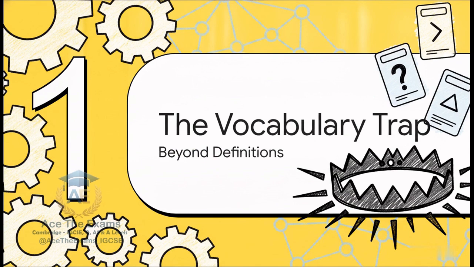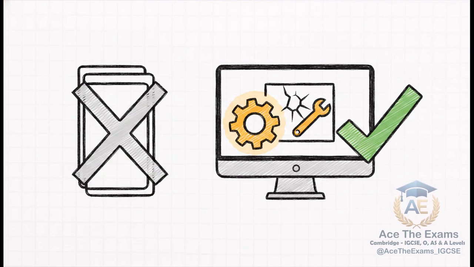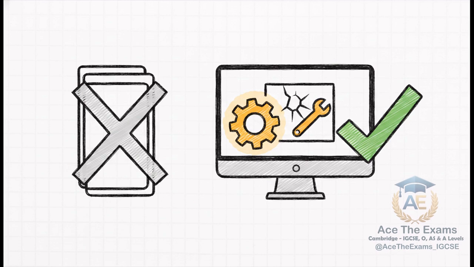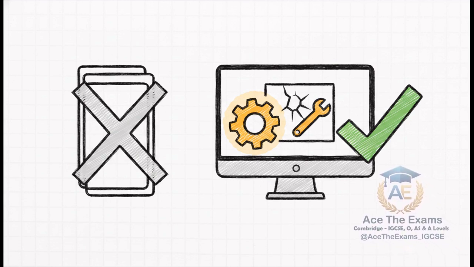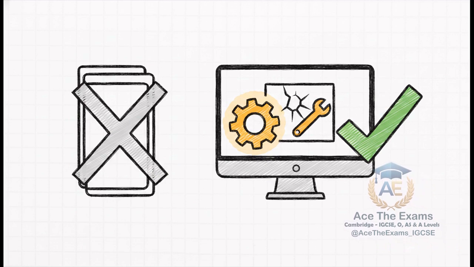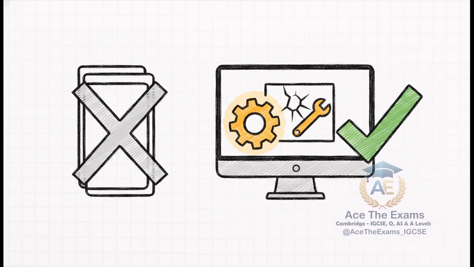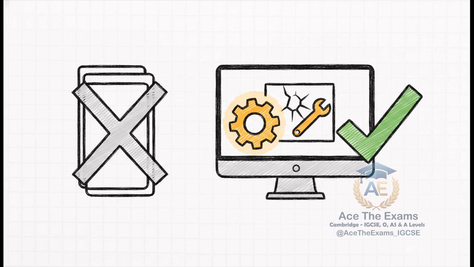Section 1. The vocabulary trap, moving beyond isolated definitions. One of the absolute most common mistakes students make is treating the whole syllabus like it's just a massive, disconnected vocabulary list. And hey, I get it, it's super tempting to just rely on flashcards. But memorizing terminology just isn't enough. You have to remember that these topics are meant to solve actual digital problems.